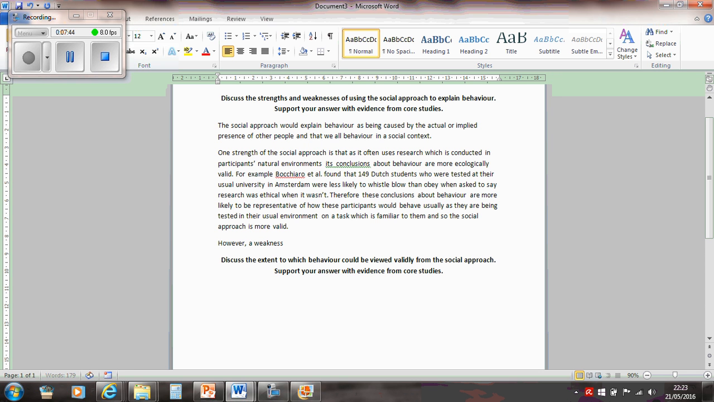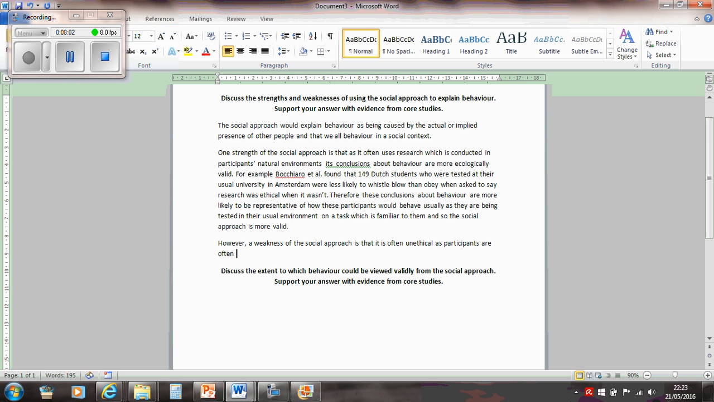However, a weakness of the social approach is that it is often unethical, as participants are often deceived and may not feel they have the right to withdraw.